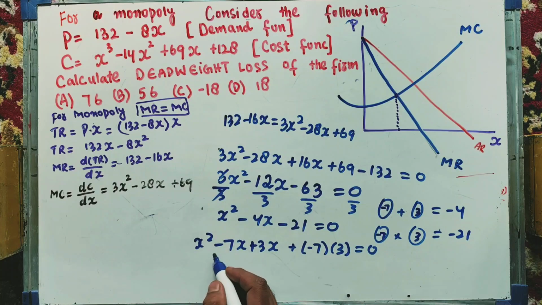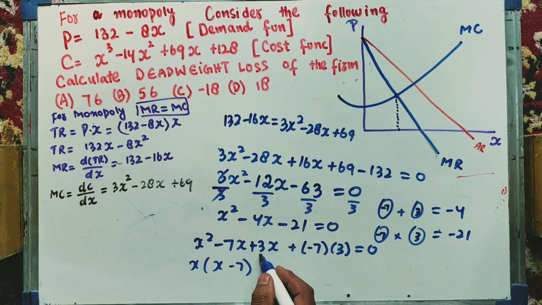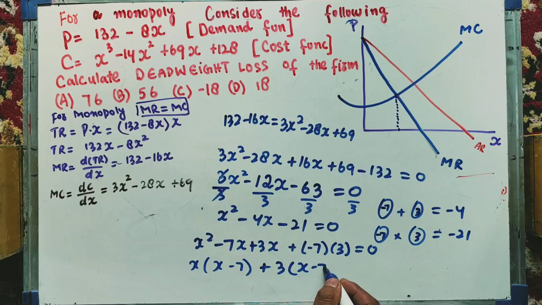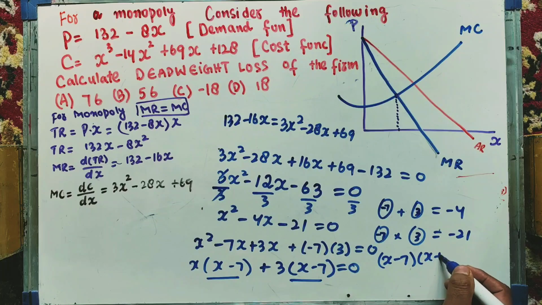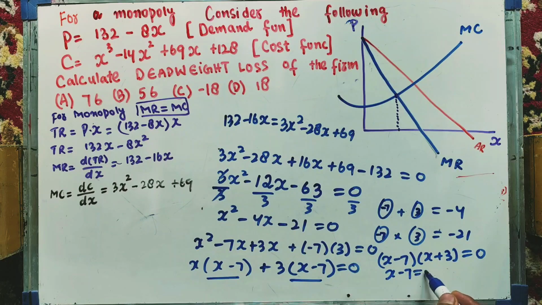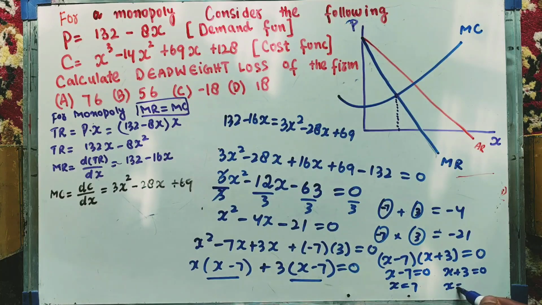So let us take x common from the first two terms, so we are left with x minus 7, and let us take 3 common from the last two terms, we are left with x minus 7, and we set it equal to 0, which implies if I take x minus 7 common, we are left with x plus 3 should be equal to 0. It implies either x minus 7 is equal to 0, or x is equal to 7, or x plus 3 is equal to 0, or x is equal to -3.